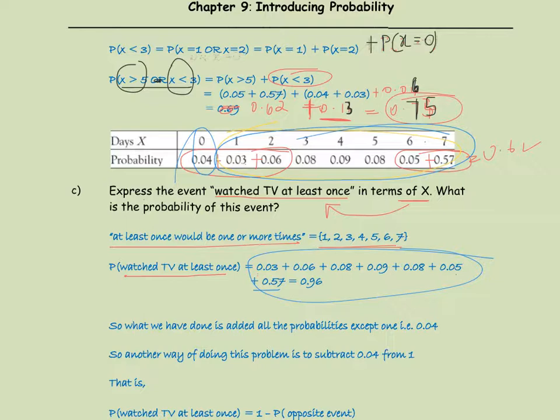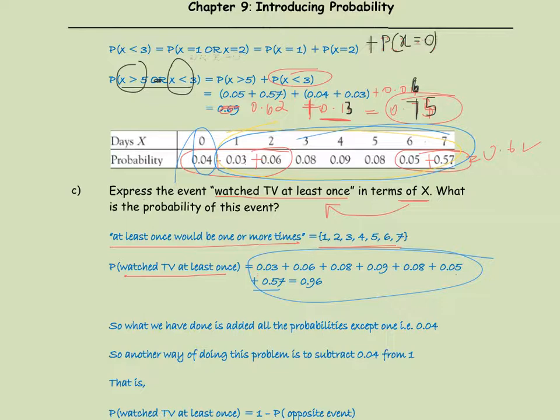So another way of looking at the same problem is watching TV at least once in the 7 days would be all events excluding just one, which is did not watch TV at all. At least once, the opposite of at least once is not at all. So watching TV at least once, the opposite of that event would be did not watch TV at all.